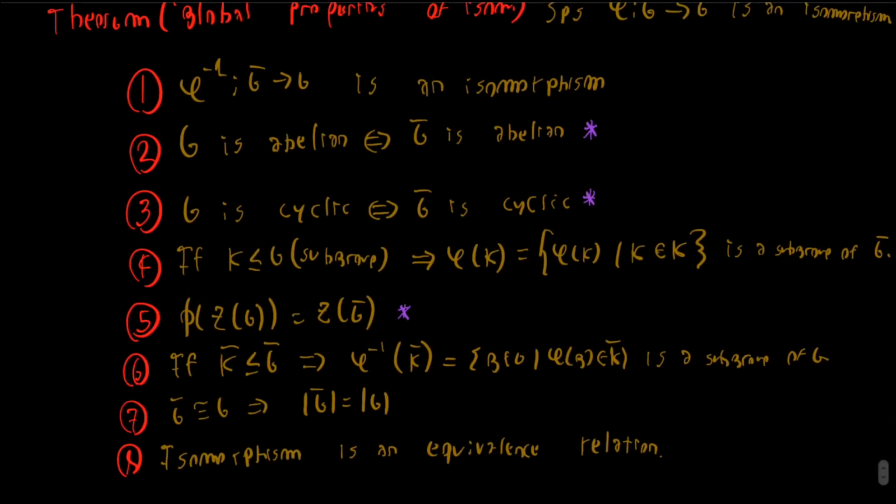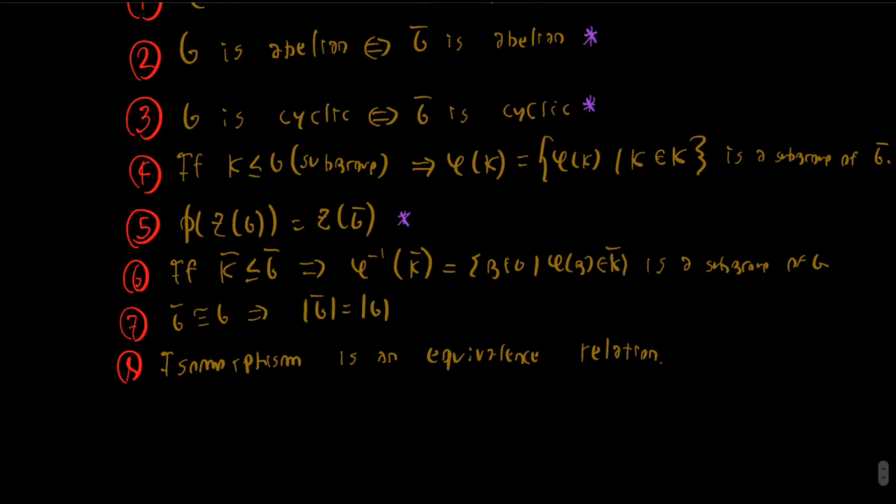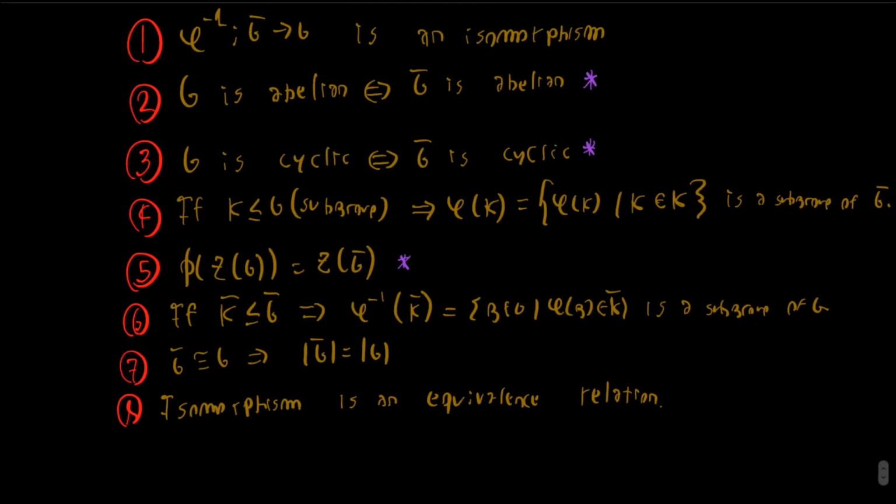And well, what we're going to prove is just some of these facts. In particular, we're going to prove this fact here, 4 and 6, which is basically that isomorphisms map, both in reverse and forwards, subgroups to subgroups.